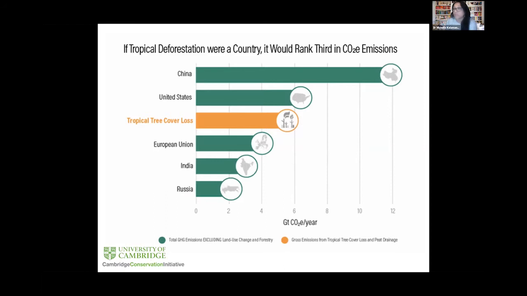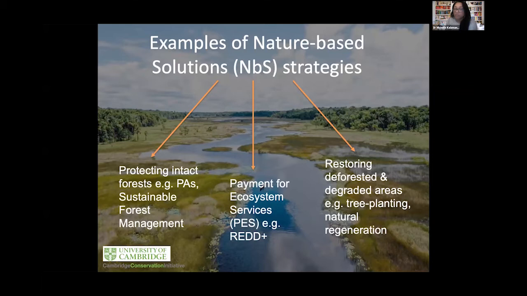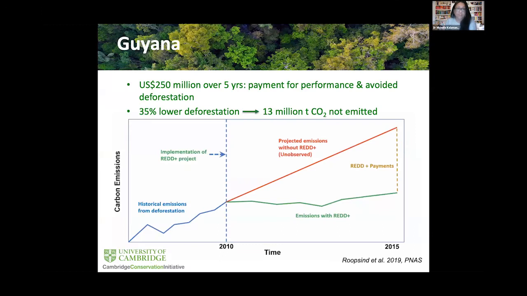And some of the examples of the different strategies that they've used are things such as protecting intact forests, through protected areas, or even sustainable forest management. They've also looked at restoring degraded or deforested systems, such as tree planting or even leaving the areas to grow naturally. Sometimes you have to give incentives for persons or local communities, or even countries themselves, to avoid deforestation or even help promote some sort of restoration. So to give you an example, in my own country, in Guyana, in 2009, Norway and the Guyanese government signed a bilateral agreement to help Guyana ensure that they avoid further deforestation.